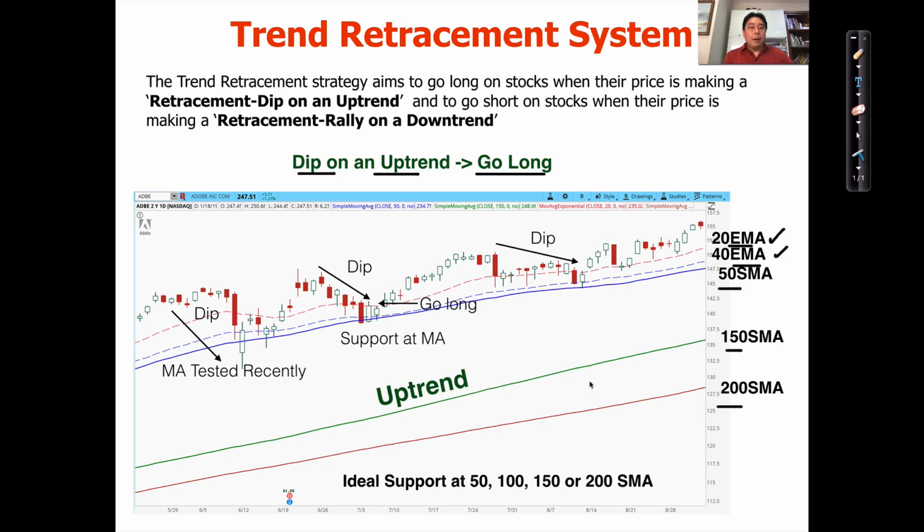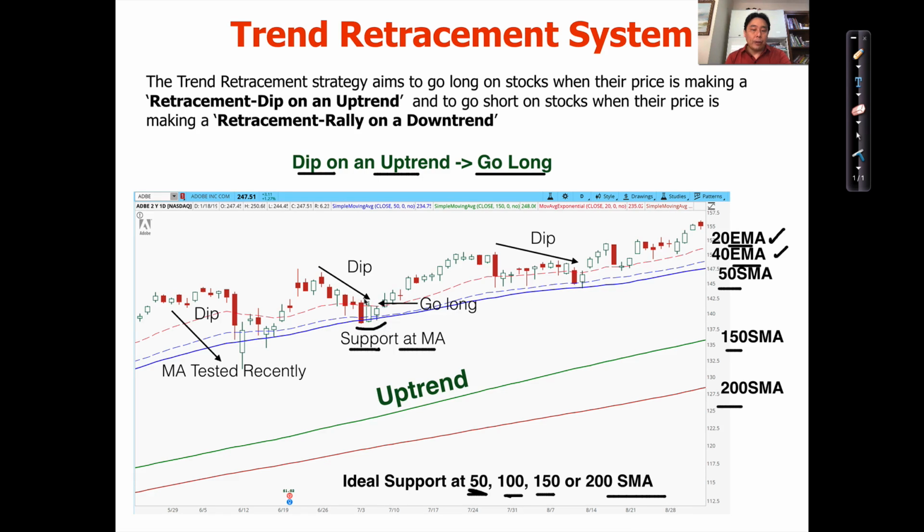So these are the moving averages we'll be using in this system. And again, we'll be buying or going long when the price finds support at one of the moving averages. We want the price to be making a dip and bouncing off either the 50, the 100, the 150, or the 200 simple moving average. As long as the price hits one of these moving averages, that is our cue for a potential buy entry.